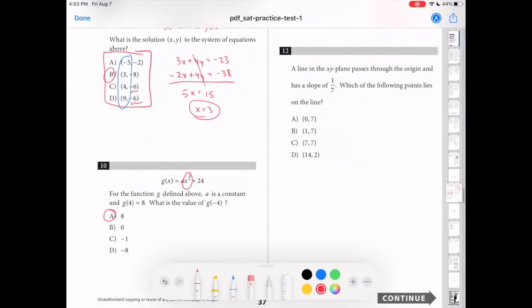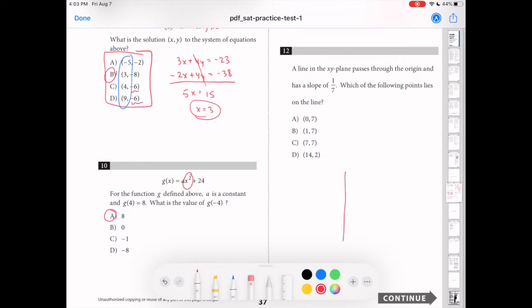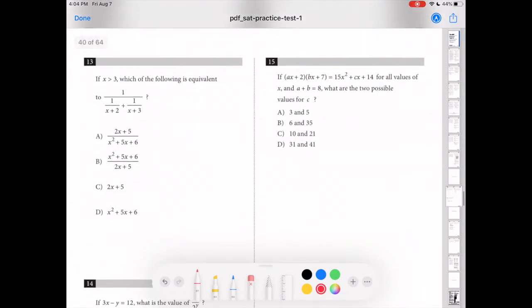Number 12, some algebra graphing. Very simple. You got scratch paper in your booklet, so the simplest thing is really just to draw. The line in the xy plane passes through the origin and has a slope, so origin, slope of 1/7. That's y over x. Make sure you do that. Alright, 1/7 right here, and then just extrapolate from that. Which of the following points lie on the line? Looking at the choices, 14, 2, D looks like the correct answer after plotting it.